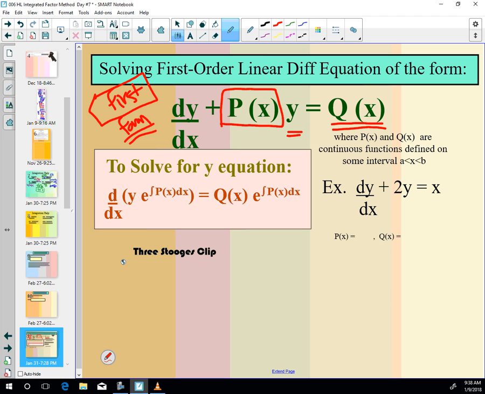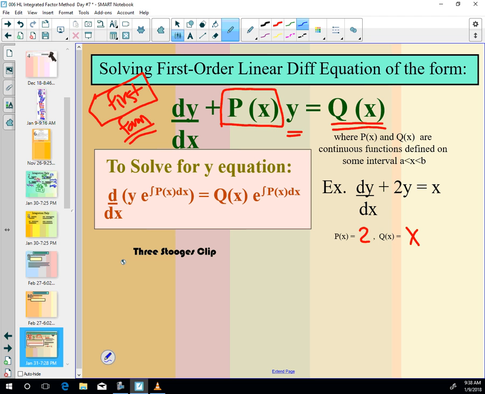But what I can do is I can say dy/dx, something with y, something without y. What's the coefficient of y? 2. 2 is my p of x. And then the stuff without y is on the right. That's just going to be x. That's my q of x. Okay, that's the first part.